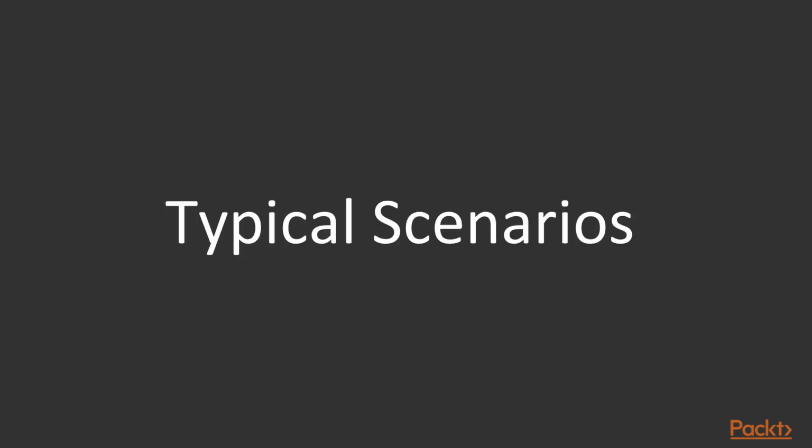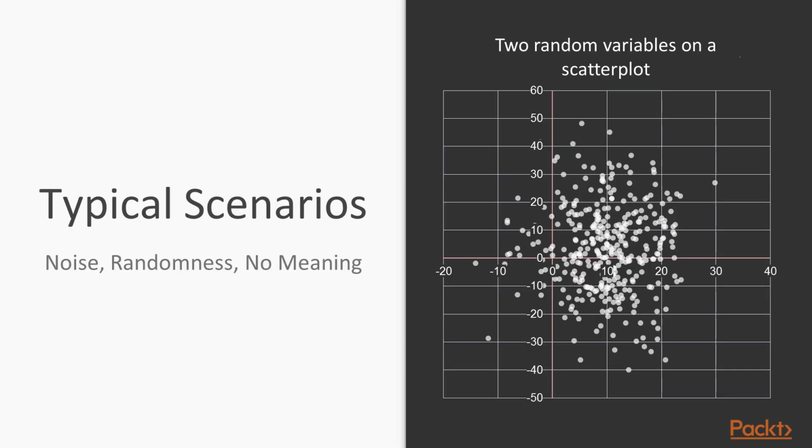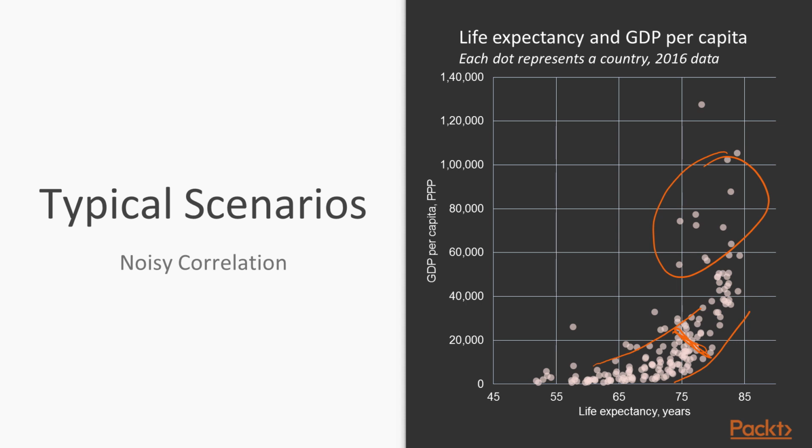What are typical real-life scenarios that we can see when we build a scatterplot? Let's look at them. Well, of course, you will see more often than not that there is no meaningful relationship between our numerical variables. What you see instead is noise or randomness without any meaning at all. Another thing that you often see is a noisy correlation. Like here, for example, in our previous chart of life expectancy and GDP per head for countries, right? There is some relationship between these two variables, but on top of that, and I highlighted it right now, there is an area with randomly scattered data points.